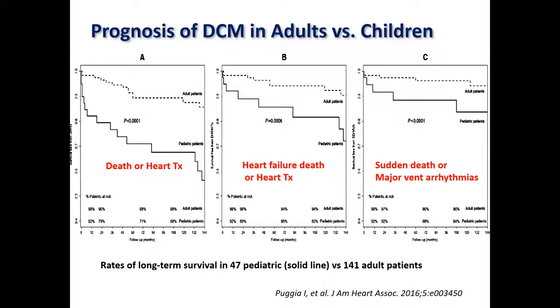Overall, this is the same data from Italy where they have compared adults with children. What it shows is that for all prognostic indicators, children are worse than adults, whether it is death or heart transplantation. Pediatric population has a much worse survival. Whether it is heart failure related death or heart transplantation, again, it is much worse. Or whether we talk of sudden death or major ventricular arrhythmias, again, pediatric patients do much worse than adult patients. So overall, when they compared the data of 47 pediatric with 141 adult patients, pediatric patients did worse than adult patients.